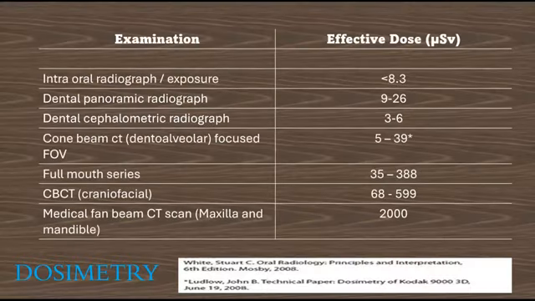The radiation dose of three-dimensional imaging and the dosimetry, according to White and Stewart: the CBCT focused exposure for a dentoalveolar complex had an exposure of up to 40 microsieverts, which is far less compared to the conventional CT scans from multi-slice detector modalities, which have exposure of up to 2000 microsieverts per scan. And in comparison, the intraoral radiographs have less than 8.3 microsieverts. The OPG and the cephalometric scans range from 9 to 26 microsieverts and 3 to 6 microsieverts respectively.